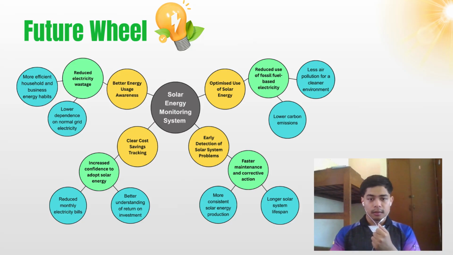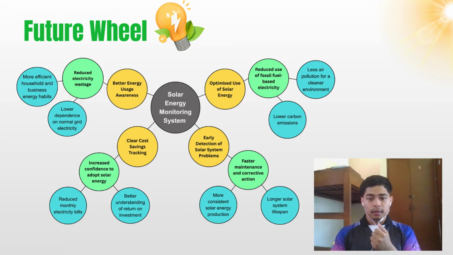The second effect is the clear cost saving tracking. It can increase the user confidence to adopt solar energy because users can clearly see the reduced monthly bills and return on investment. The third effect is early detection of solar system problems. By detecting problems earlier, users can take faster maintenance action. This can help maintain consistent solar energy production and extend the solar system lifespan.